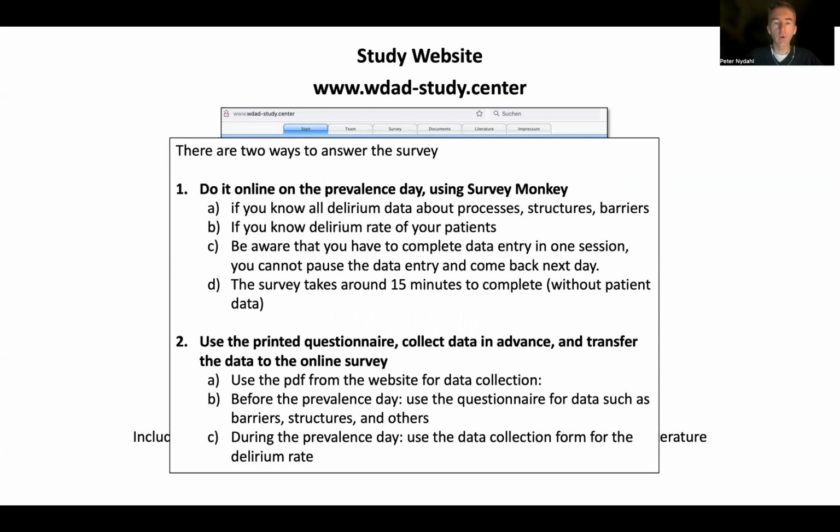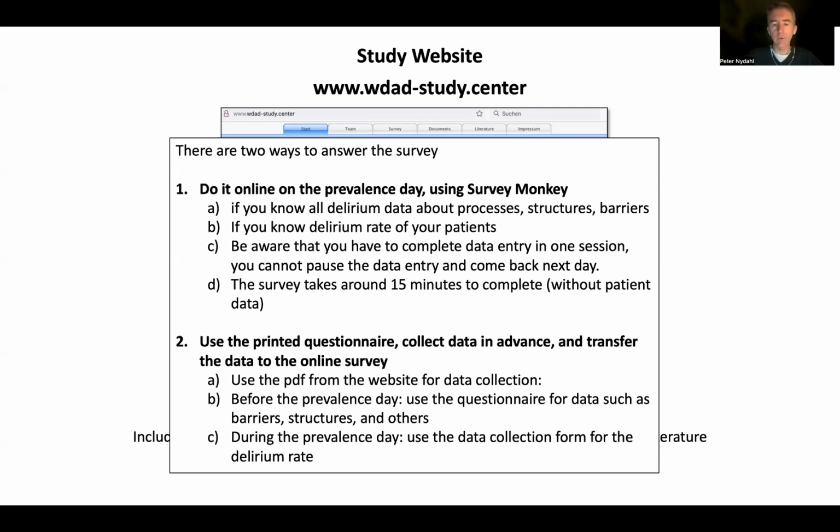This is feasible if you know all delirium data about the processes, structures, and barriers on your ICU or ward, and if you know the delirium rates of your patients. Be aware you have to complete the data entry in one session. You cannot pause or interrupt the data entry and come back the next day. Then you have to start from the beginning.